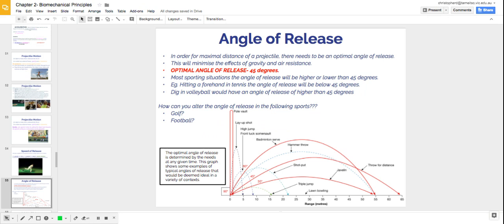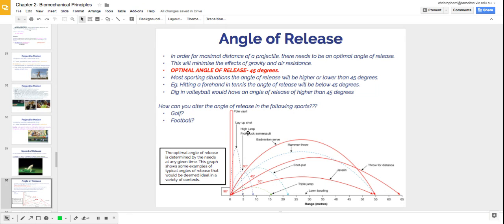So, for example, if we're hitting a forehand in tennis, our angle of release is going to be probably lower than 45 degrees, because if you think about it, a tennis player wants to hit it as close as possible to the net, so just over the net. The higher they hit it over the net, the easier it is for the person to return that shot. When we look at a dig in volleyball, we're going to have a higher release than 45 degrees because we want the dig to hit the ball up so that our teammate has a little bit more time to be able to respond to that shot.